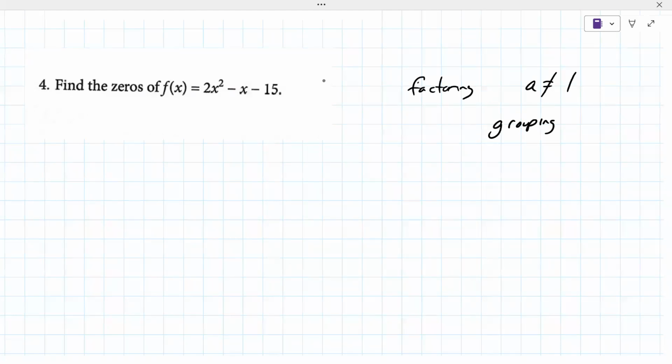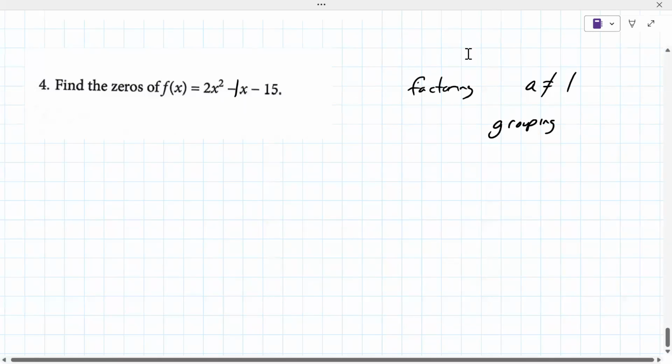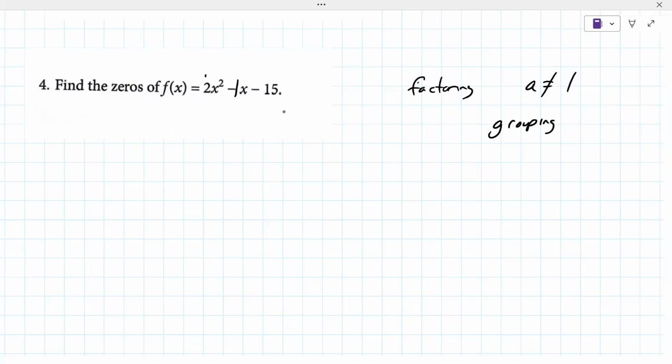Do you remember anything about that from last time? We did some of this factoring last time. I think so. All right, so whenever the number in front is not a 1, which is what A not 1 means, you have to take the first number and multiply it by the last. 2 times -15 is -30.